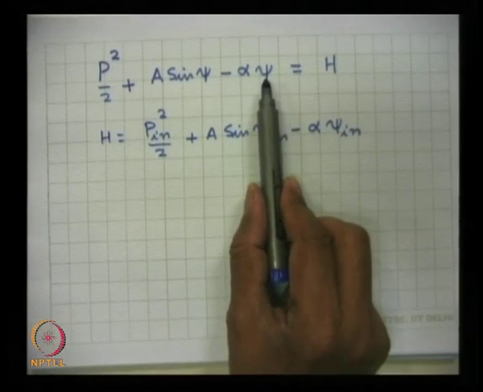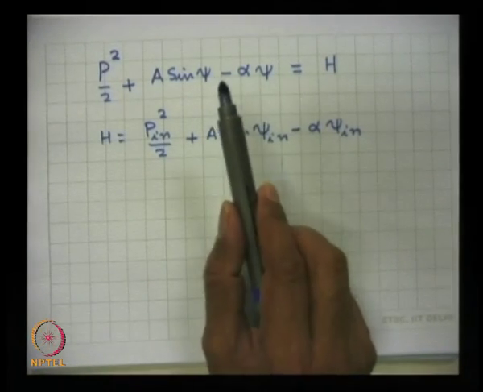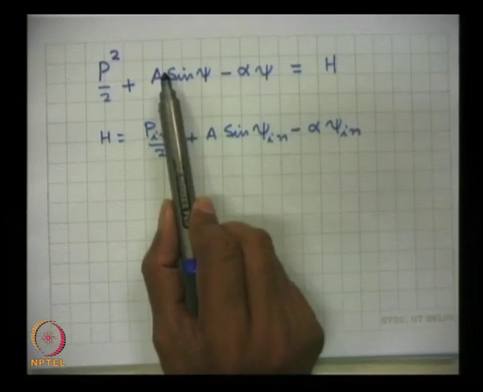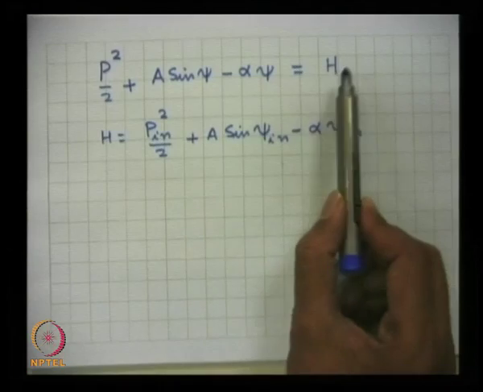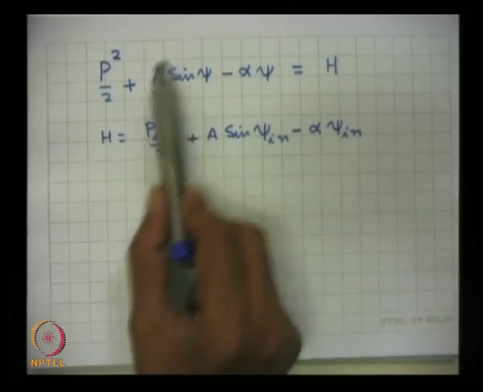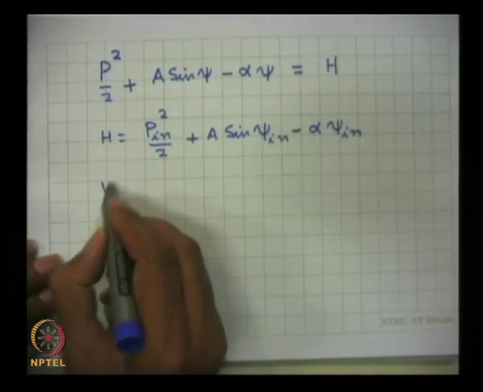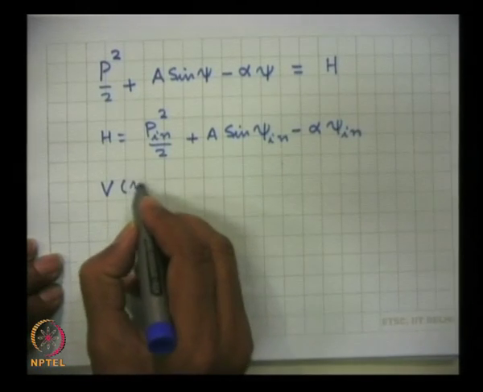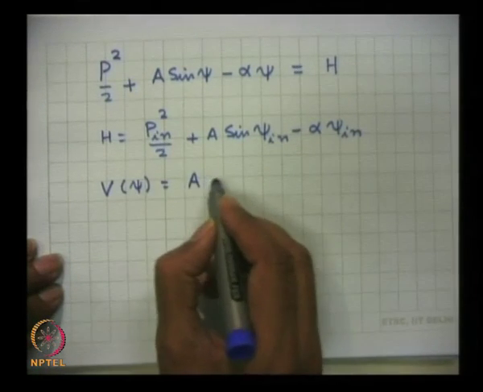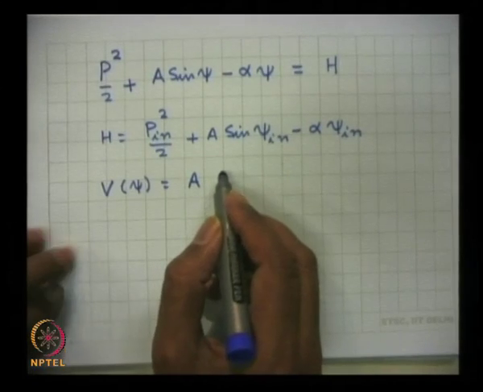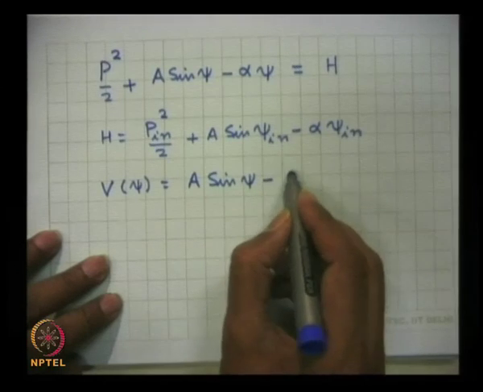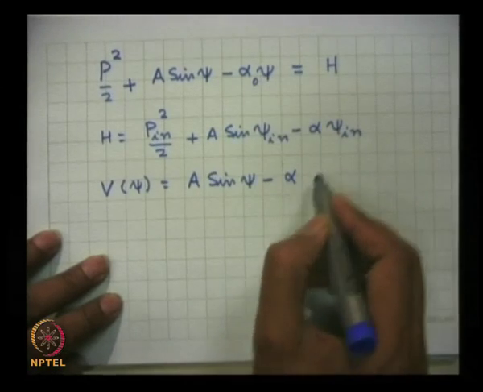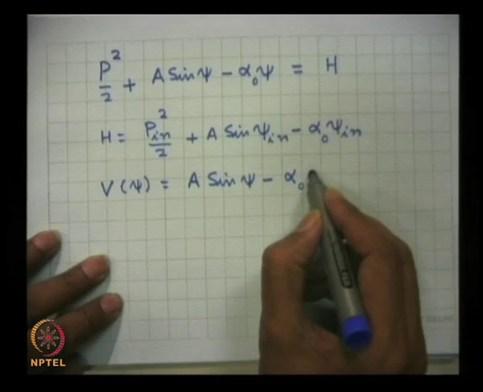This equation again represents trapped particles, but the character is quite different now. First of all, you can consider this to be some sort of a kinetic energy of a particle, and this some sort of a potential energy of a particle, this some sort of a Hamiltonian. So, this quantity is denoted by V, a function of psi, which is equal to A sin psi minus alpha, this is alpha 0 actually, I made a mistake, this alpha 0 into psi.